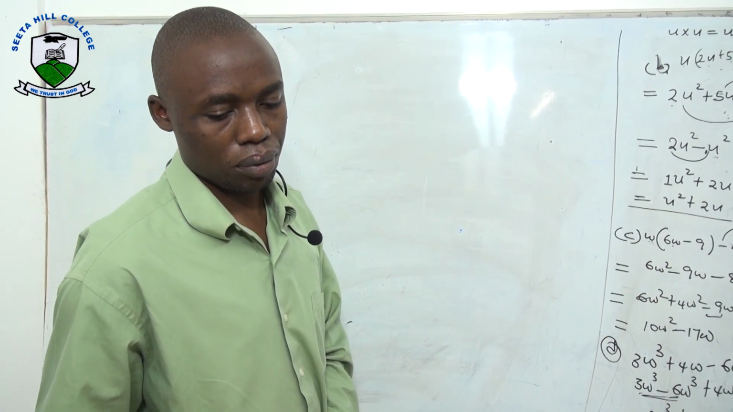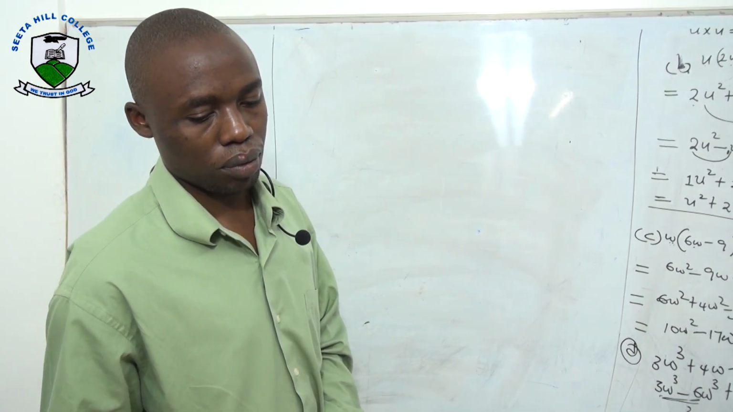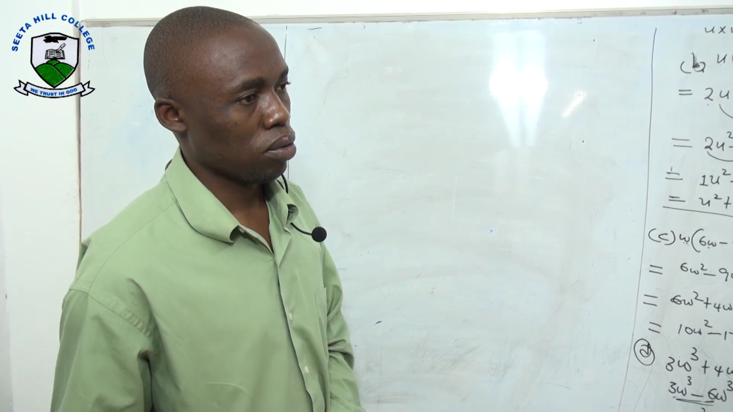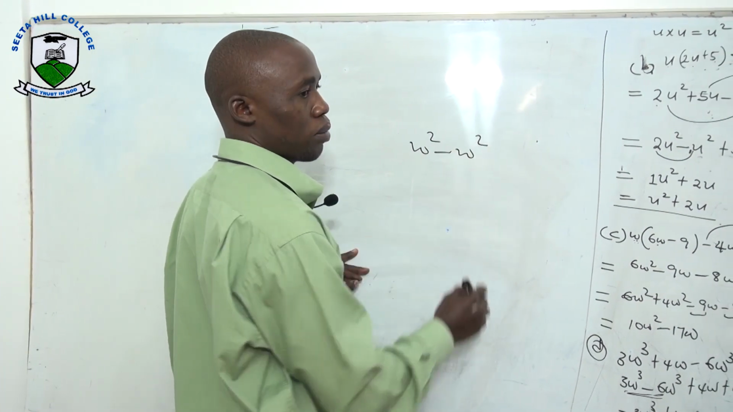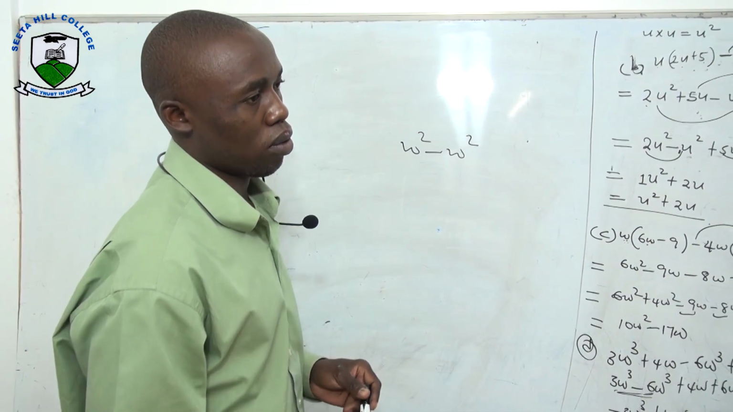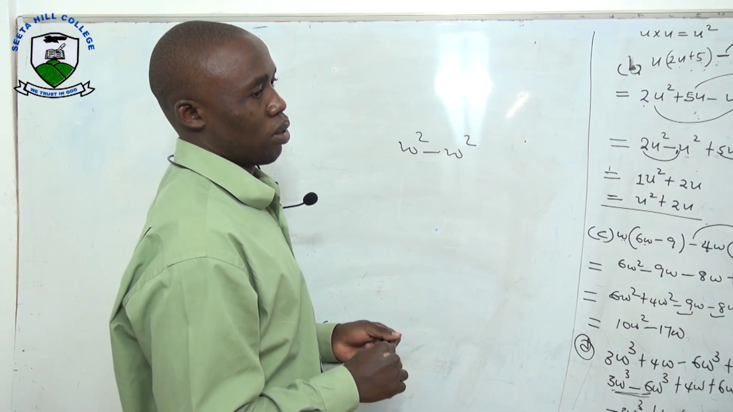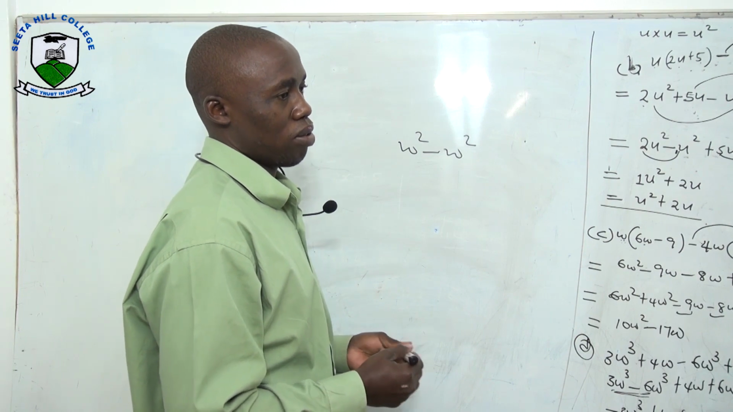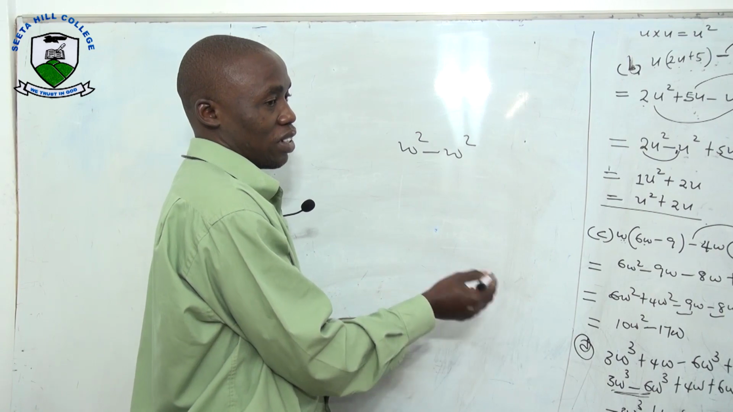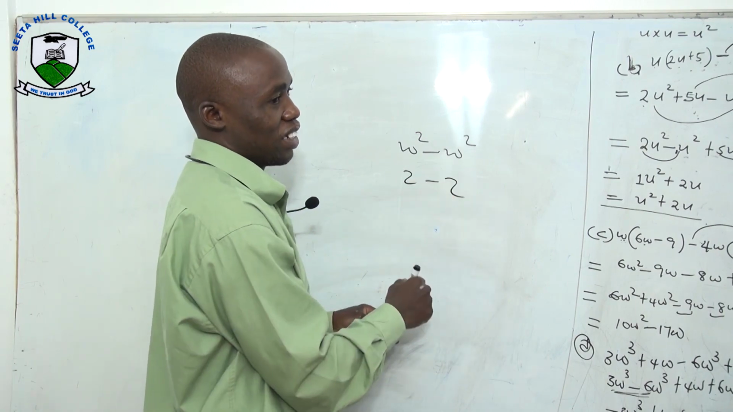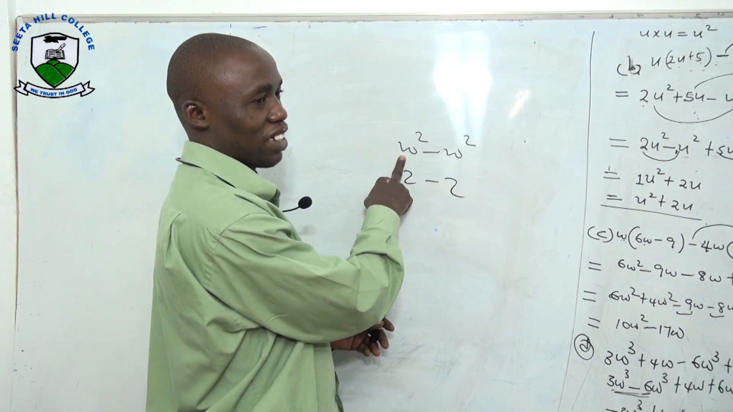What if you have W squared minus W squared? What answer do you get? W squared minus W squared. What do you get? Because it is 2 minus 2. It's just that now these are letters.